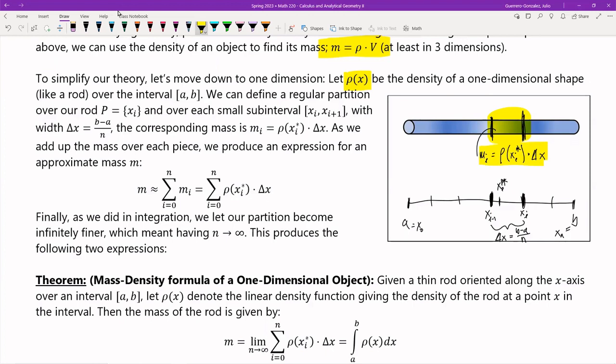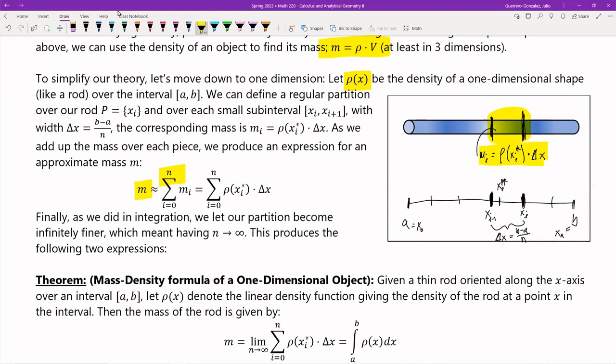So it stands to reason, as we've been doing before, that if this is the mass for one little piece, we can do the exact same calculation over all of the pieces of our rod, and then add them up, and we get the mass of the entire rod. This is how we get the mass of something where the density is not equal throughout, where the density changes depending on where we are on our rod. So that's where we get this right here.